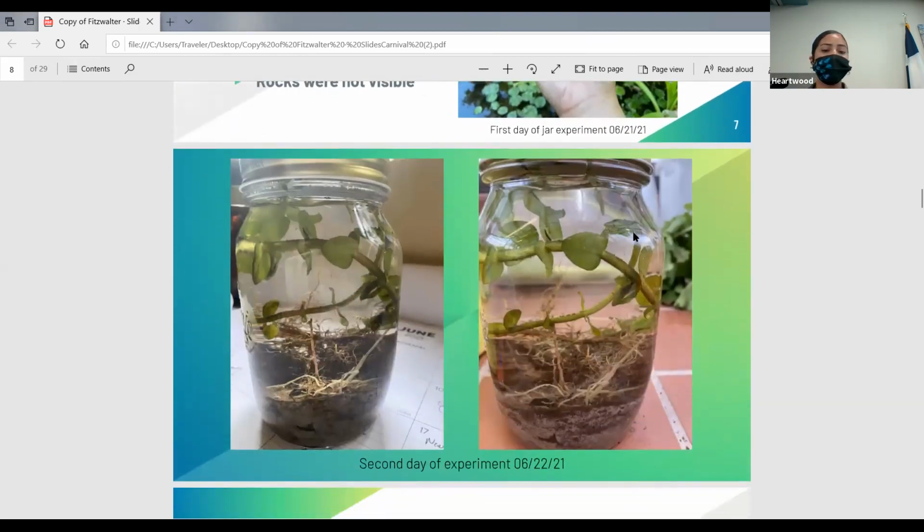So here are second day pictures of the experiment. This was taken on June 22nd. And as you can see, now we can see the Bacopa very clearly, but everything still hasn't settled. There's still sediment floating around. And you can notice that the Bacopa still hasn't fully rooted inside the jar, so it was still floating around.